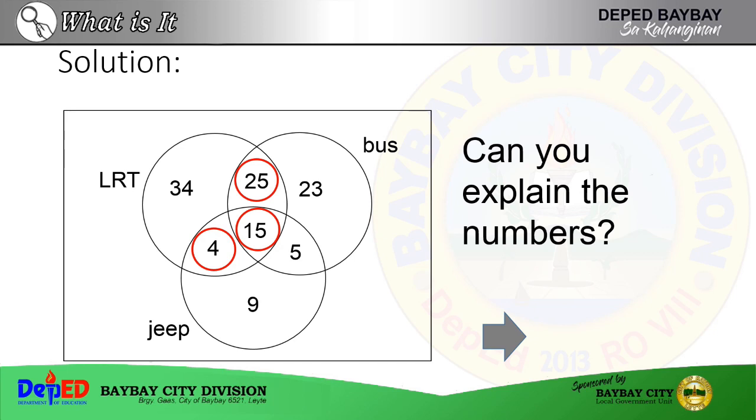Then, there are 68 students who had ridden a bus. For this, you need to focus only on the bus circle. Now, observe that there are already elements or data of 25, 15, and 5. Just add the 3 of them. The result would be 45. Then, to complete the 68 students, subtract 68 to 45. The answer would be 23.